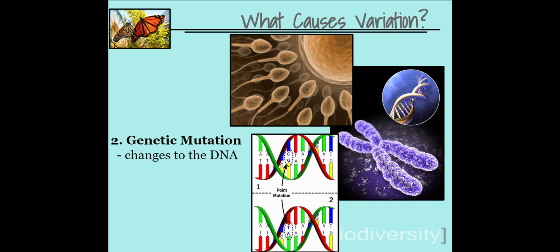Now, sometimes what happens is you can have a change to your DNA. We call those point mutations, silent mutations. There's tons of different types of mutations. But essentially, if you get a mutation, it's going to cause a little bit of variation to your genetics. Now, some mutations can be very bad and some can do nothing. And then there's some that just cause variation.